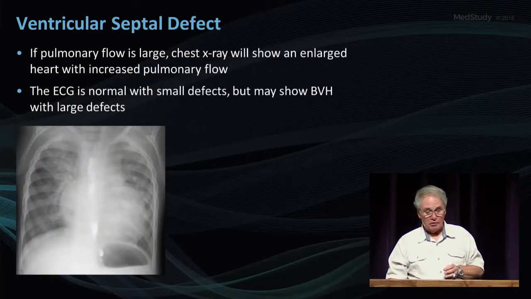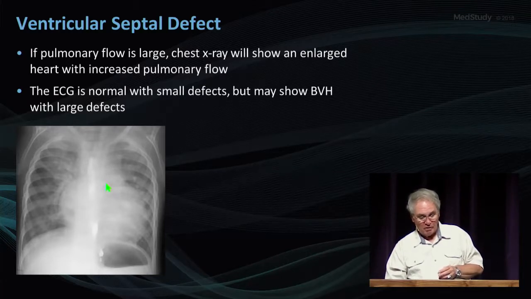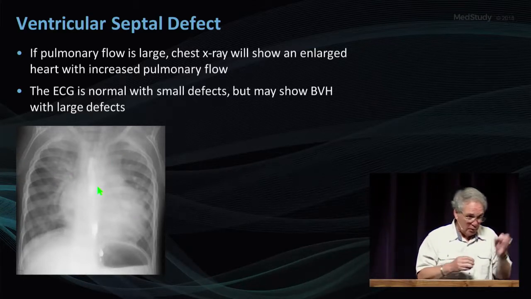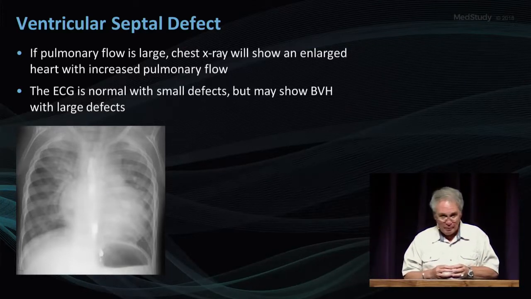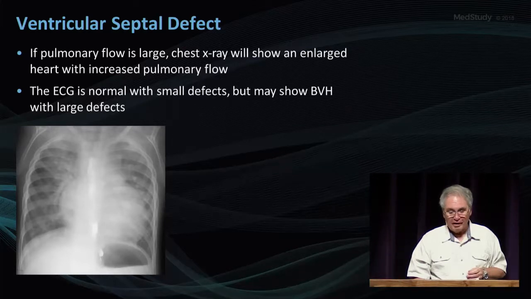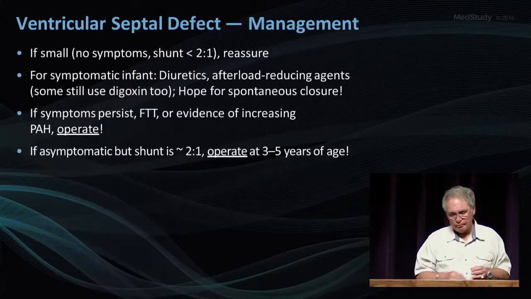If the pulmonary flow is large, here's a typical X-ray of a large left to right shunt, a big heart, and look at this vascularity. You see this increased vascularity? That's your increased pulmonary flow. So if large enough, the chest X-ray will show an enlarged heart, and the ECG can be normal if the defects are small, or may show biventricular enlargement, hypertrophy, if the defects are large.